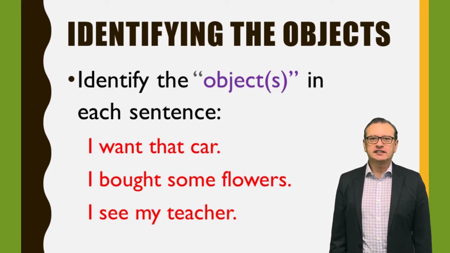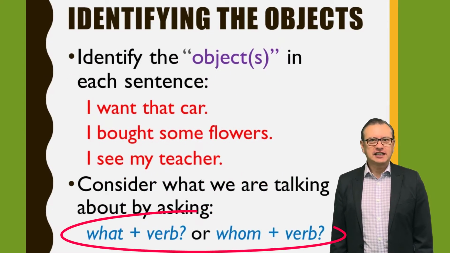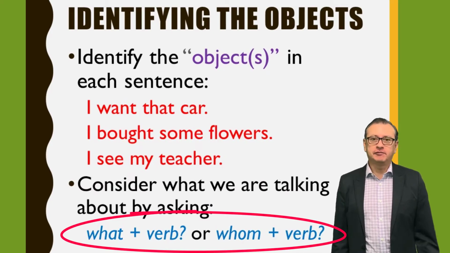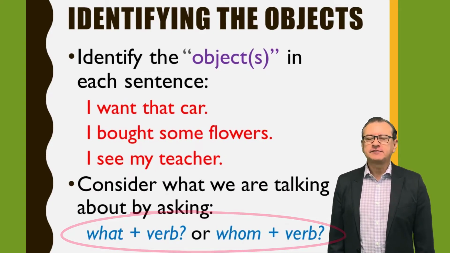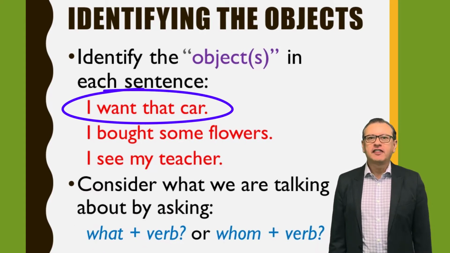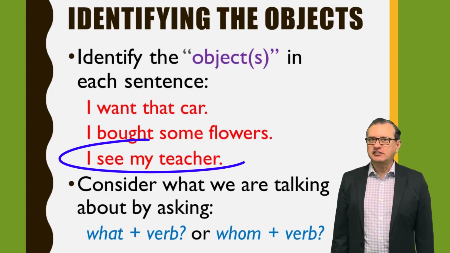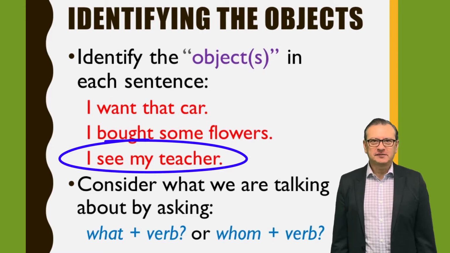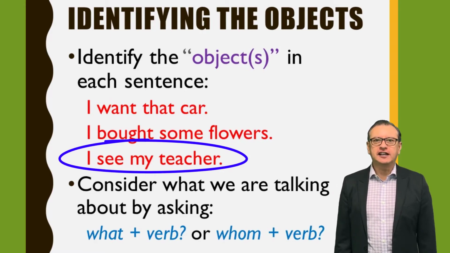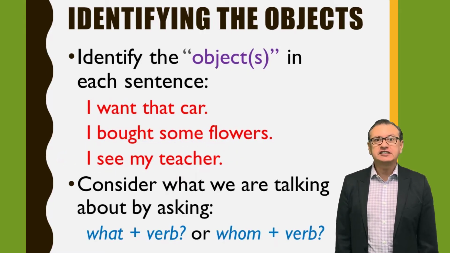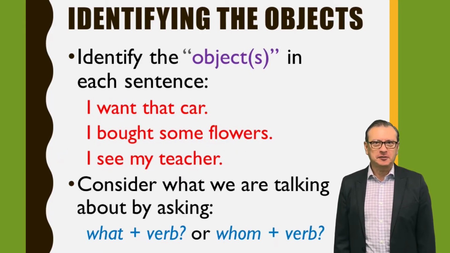How do we identify an object in a sentence? Well, we ask this question: what plus the verb, or whom plus the verb? Take a look at the first sentence. I want that car. What is what we want? That car. So that's correct. That car is the direct object. In the second sentence, I bought some flowers. Some flowers is the direct object because it's what do I buy? I see my teacher. Whom do I see? My teacher. So in these three sentences, we have identified what we call the direct object because they directly receive the action of the verb.